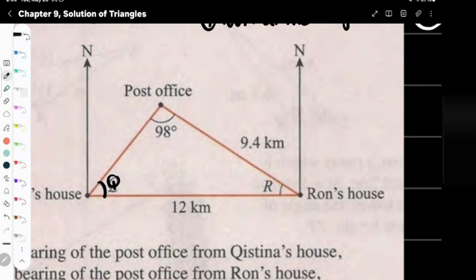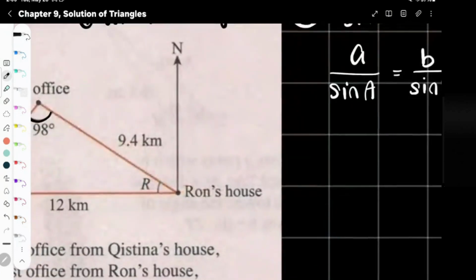Then we can use b. So what b should we use? We should use this b. You know why we don't use this side here? Because we are trying to find this angle, and what is the opposite of this angle? This one here. So of course we are going to use this one. So this will be b.